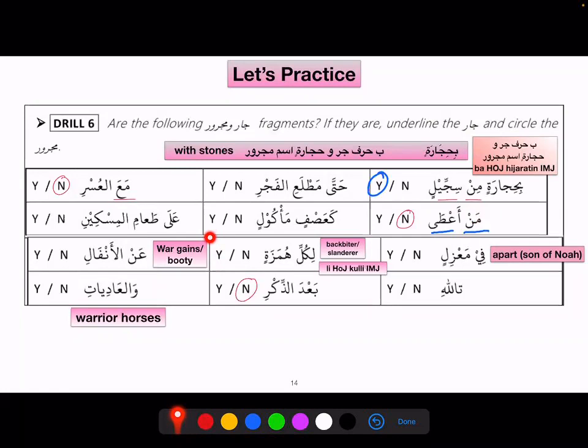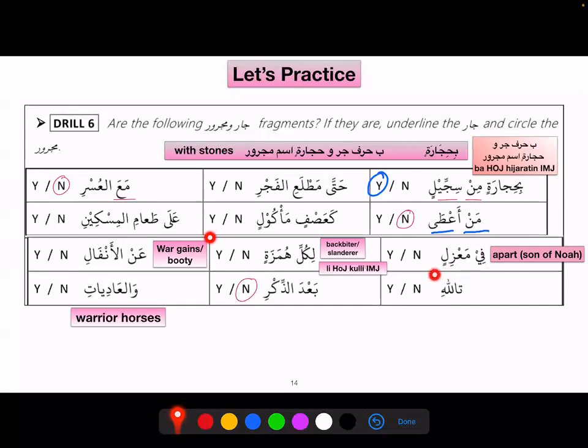So that happened in Quranic Pak a lot. We see so many man in Quranic Pak. So that's why we need to be carefully watching whether it is man or min, because we need kasra over here to have harfu jar, right? So this is not. Then we have fi ma'zilin.